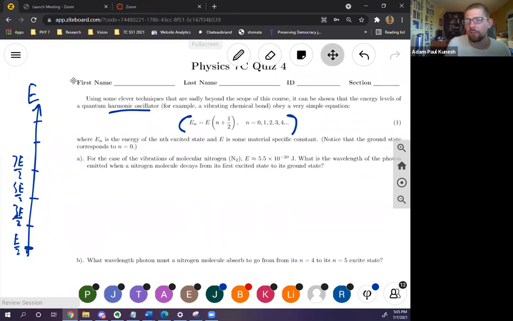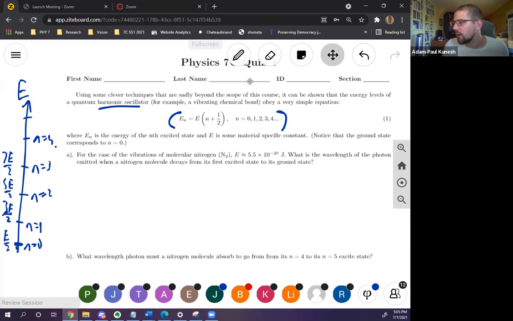It's not necessary to draw this diagram for this problem necessarily. I'm just trying to indicate how the energies look for this quantum harmonic oscillator. It's equally spaced between energy levels. So this is the n equals 0 line, n equals 1 line, n equals 2 line, and so on. Where E_n is the energy of the nth state and E is some material specific constant. Note that the ground state corresponds to n equals 0. Nice, good hint. So the ground state is n equals 0. Good piece of vocab to have. This is true for the quantum harmonic oscillator only. I think the rest of them start at n equals 1. Yeah, I think that's right.